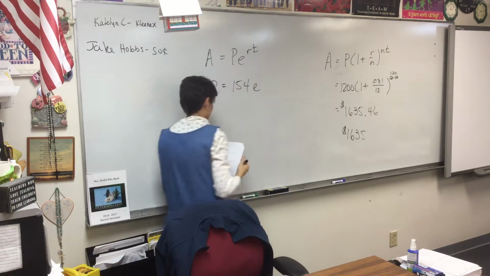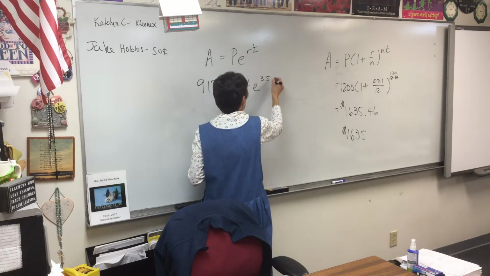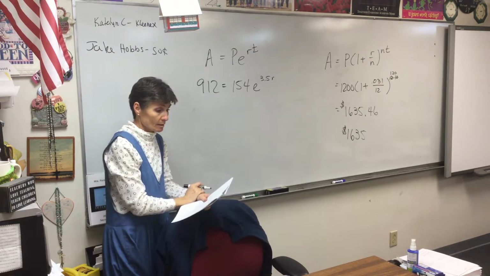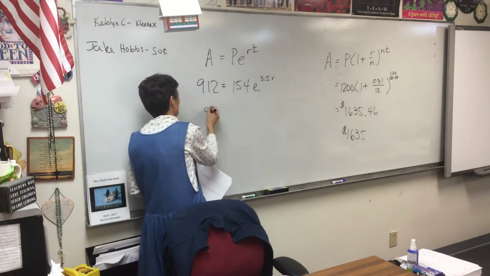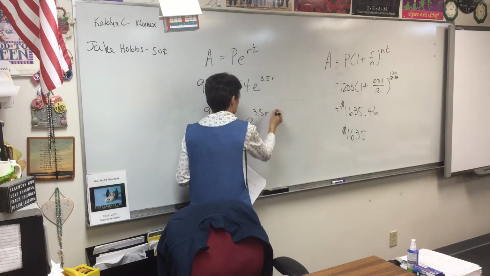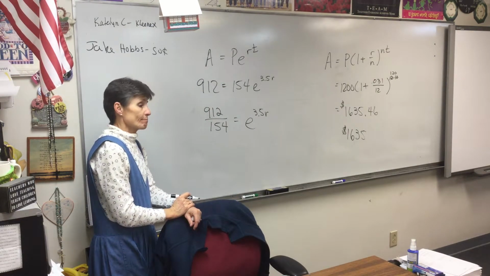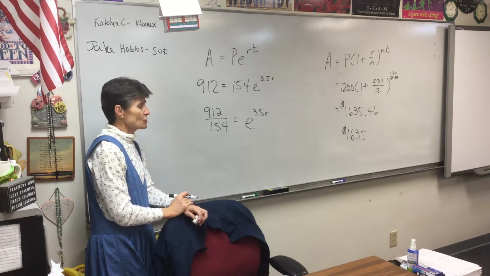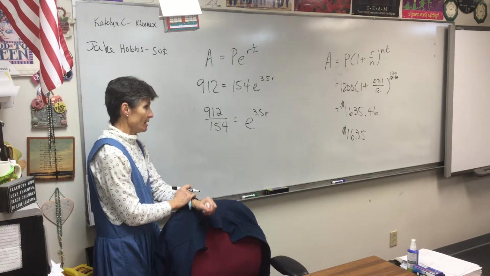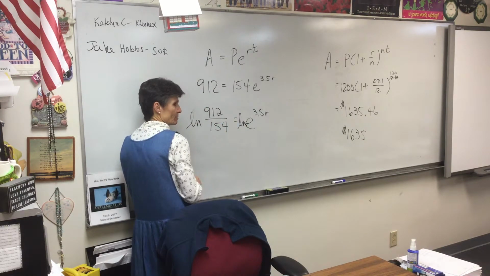That's right. And then 3.5 is up top, along with the r, that's the unknown. And then you have to divide by 154. So we divide by 154. And then you have to turn that into a log. How are we going to get that r down? It's in the exponent, so we need ln.